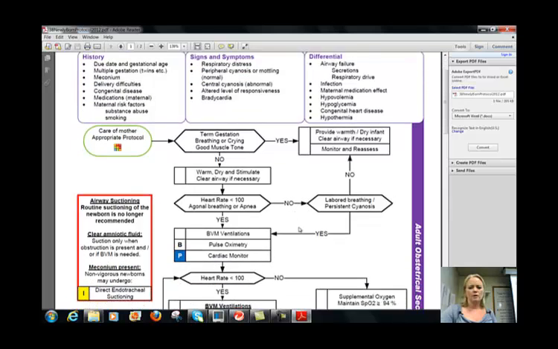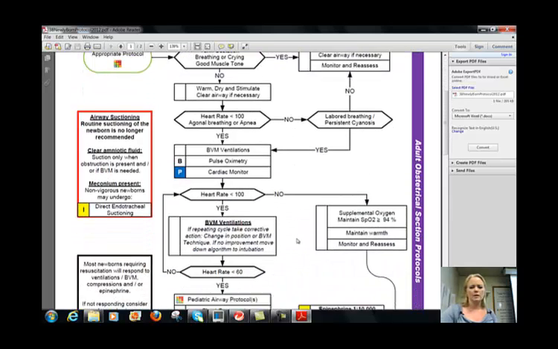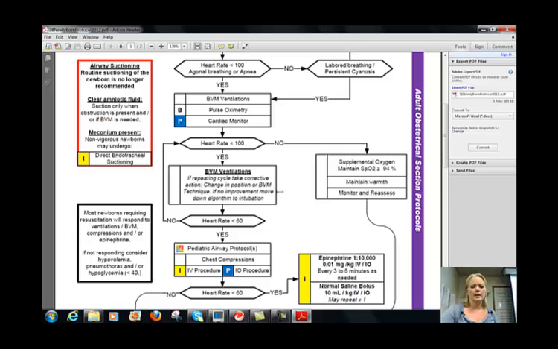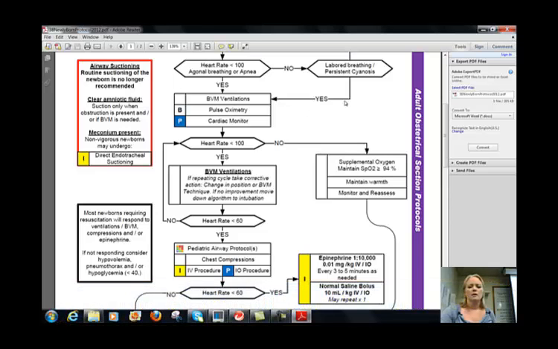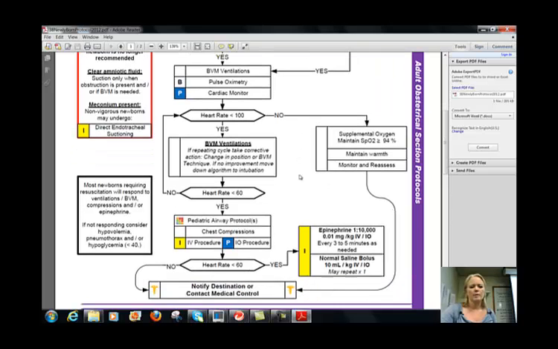The newborn protocol, the only difference with this one is that it's no longer indicated to do routine suctioning of the airway. So you don't have to suction the airway when the baby's head comes out. You don't have to suction the airway at all if the baby is doing okay. If the baby's, you know, crying, breathing, and looks good, then you don't have to suction at all. You can still do deep suctioning for meconium aspiration.